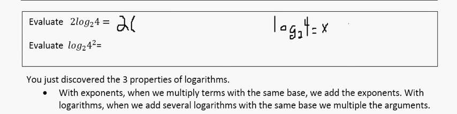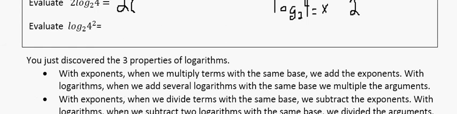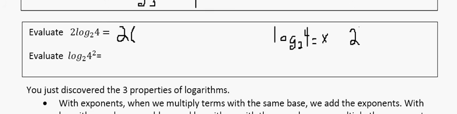So giving us the equivalent exponential, it would be 2 to the x equals 4. So x would equal 2. So what we have here is 2 times 2, which equals 4.